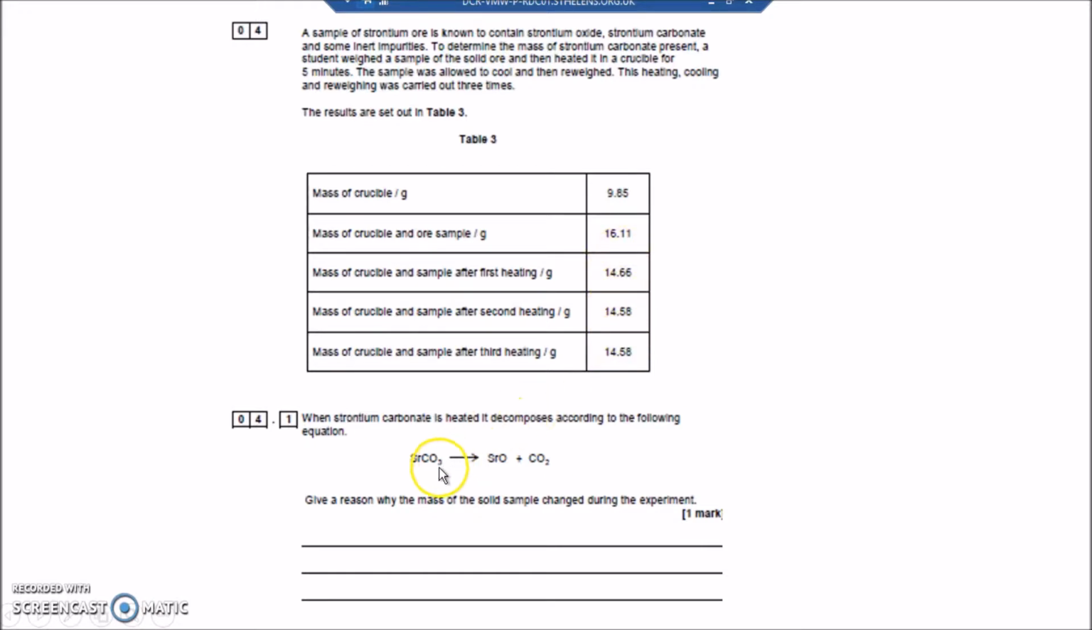So let's have a look at the chemical equation. Some of the strontium carbonate in there, SrCO3, turns into strontium oxide and carbon dioxide. And carbon dioxide is a gas, so that's going to escape to the air and it's going to have some mass. That's why the mass is going down, because I'm losing some mass when this gas is made and it's escaping into the atmosphere.